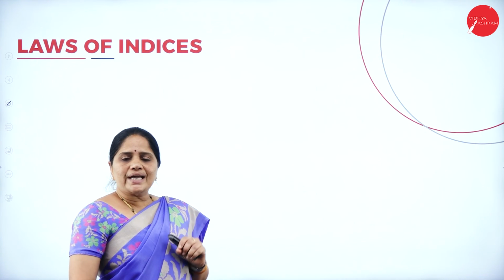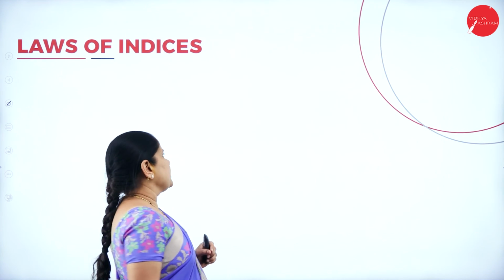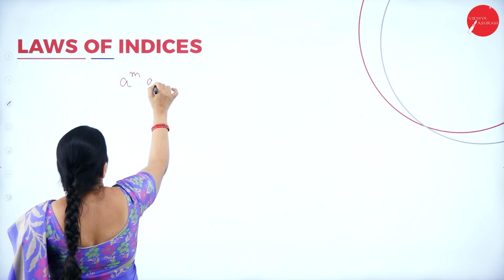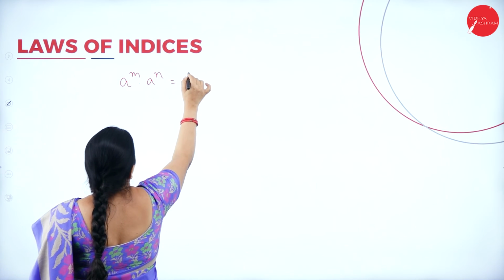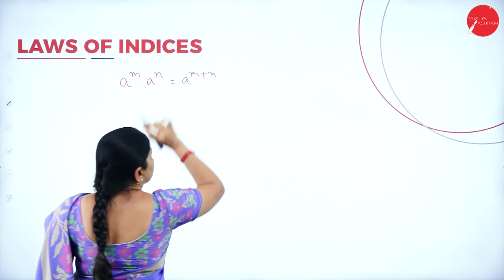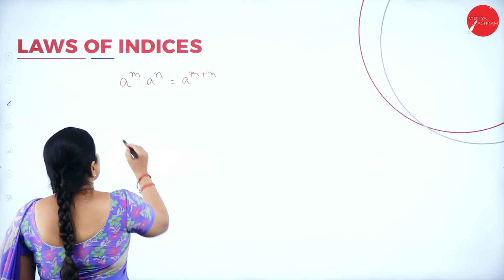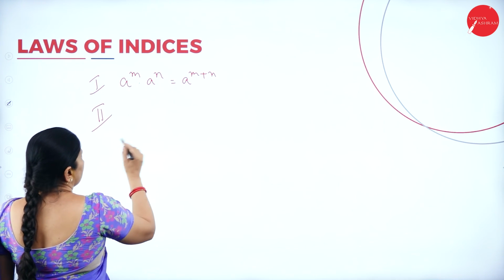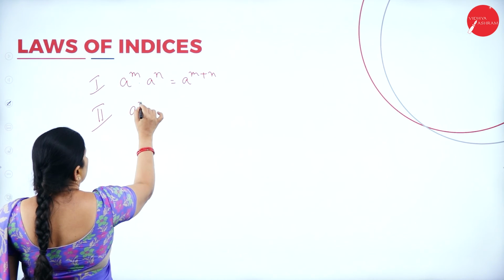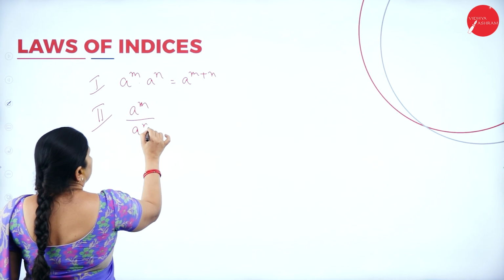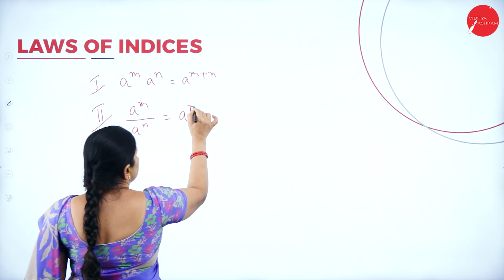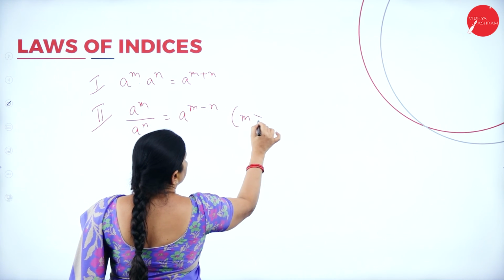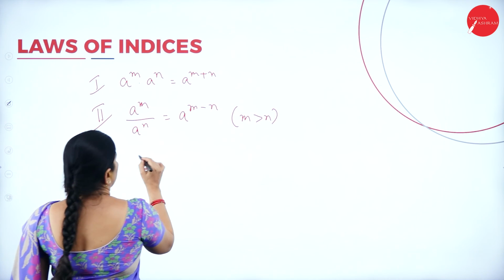Again, let us have a quick revision of what we did today. Now, what does the first law tell us? a to the power of m into a to the power of n equals a to the power of m plus n. So, this is the first law. Now, the second law tells us that a to the power of m by a to the power of n equals a to the power of m minus n when m is greater than n.